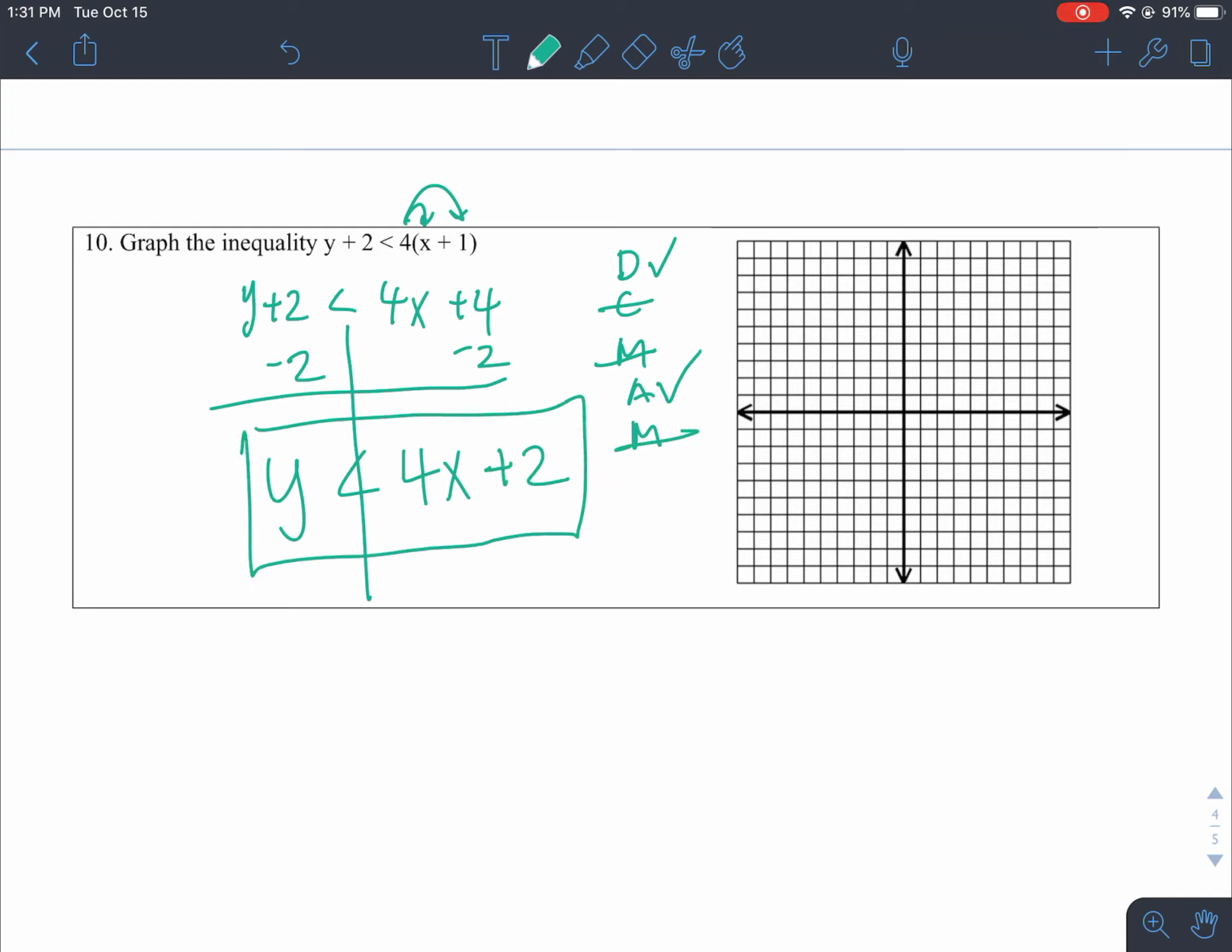And all I'm left to do is graph. So my y-intercept is at 2 and my slope is 4. It'll be a dashed line. And this is y is less than, so I'm shading below the line.